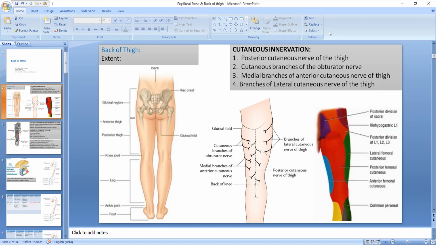First, we will discuss the cutaneous innervation. The cutaneous innervation includes the posterior cutaneous nerve of the thigh, cutaneous branches of the obturator nerve, medial branches of the anterior cutaneous nerve of the thigh, and branches of the lateral cutaneous nerve of the thigh.